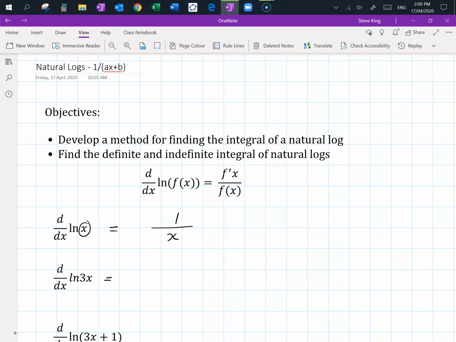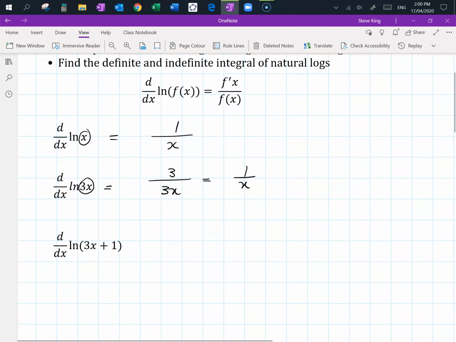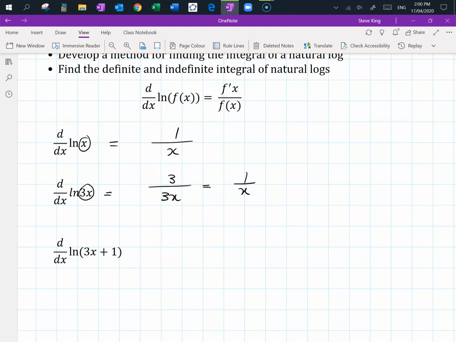If I come to this example here, the derivative of ln of 3x, well, I'm going to look at deriving 3x. Derivative of 3x is 3, and I'm going to put that over 3x, and that too will simplify down to 1 over x. Third situation, if I go and find the derivative of the ln of 3x plus 1, I need to derive that part over there. Derivative of 3x plus 1 is simply going to be 3, but my denominator this time is going to be that function 3x plus 1. And so there is the derivative of that particular function.